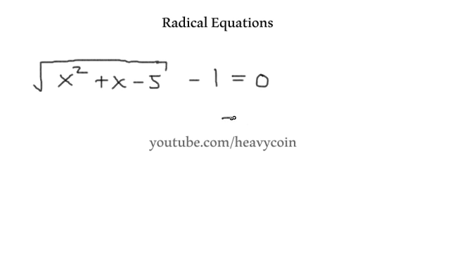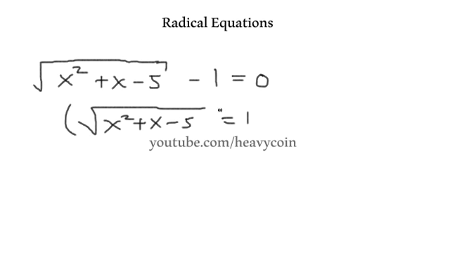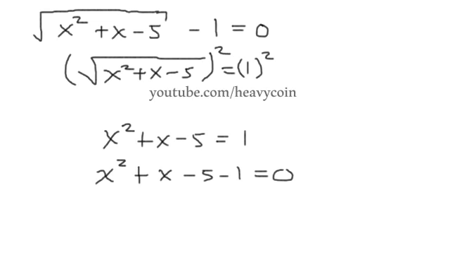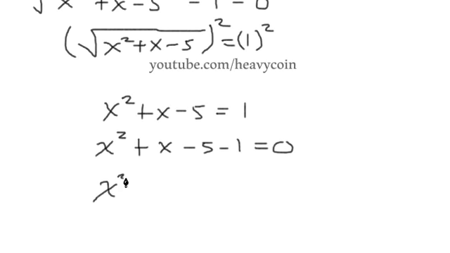Okay, so I'm going to take the 1 to the other side. And we're left with x squared plus x minus 5. And to get rid of this square root, we want to square both sides. Alright, so we square both sides. And so now we're left with x squared plus x minus 5 is equal to 1. Bring the 1 over to the left. We have x squared plus x minus 5 minus 1. And then we have x squared plus x minus 6.